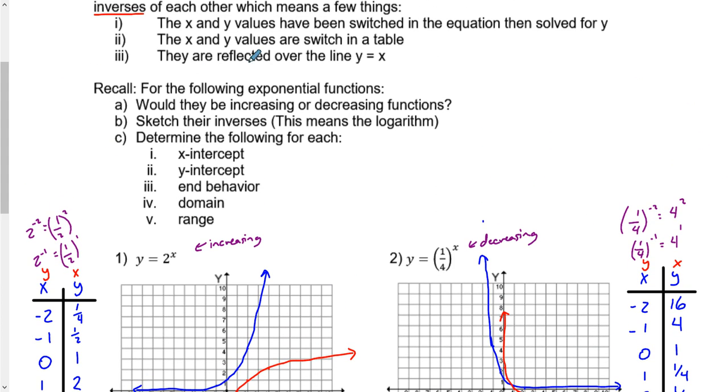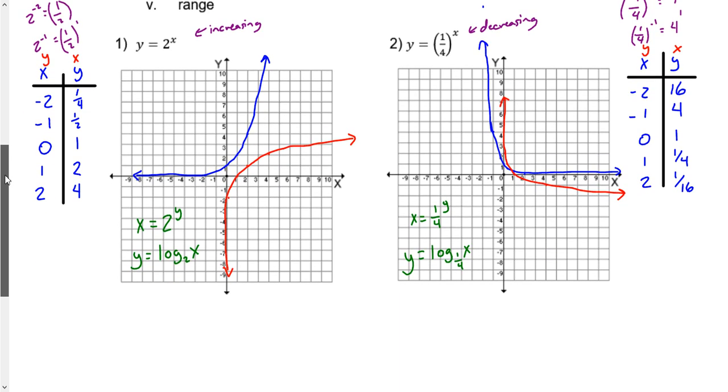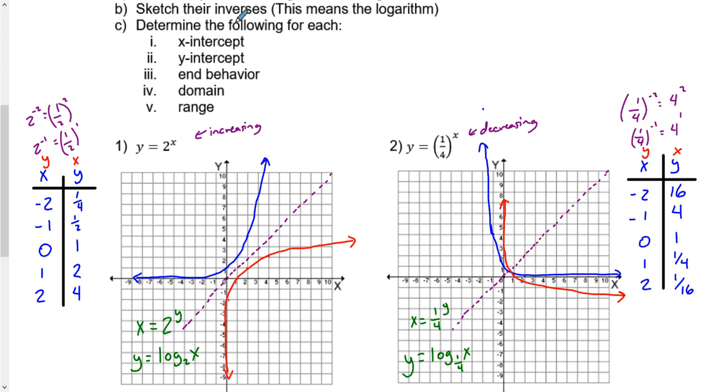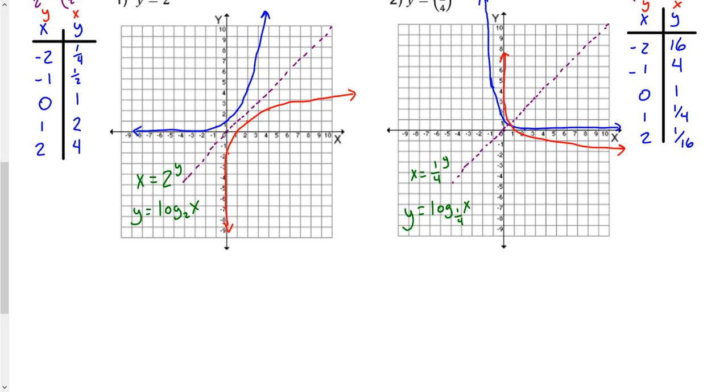Now the other way of doing it is simply reflecting over the line y equals x. Our line y equals x is that line. So let's look at our characteristics. We're going to talk about the x and y intercept for each, and behavior, domain, and range. So our first one, y is going to be equal to 2^x, and then we're going to do y is equal to log base 2 of x.